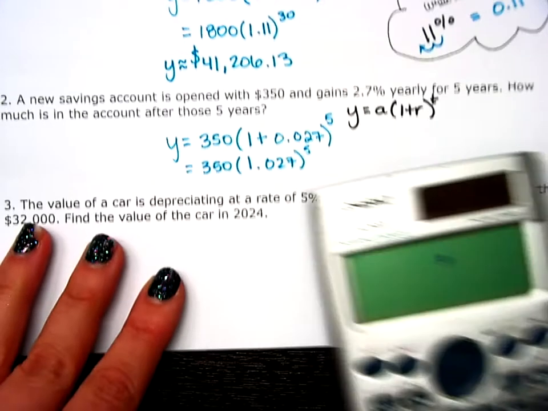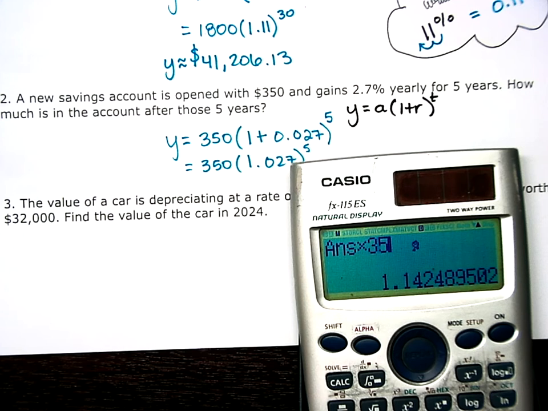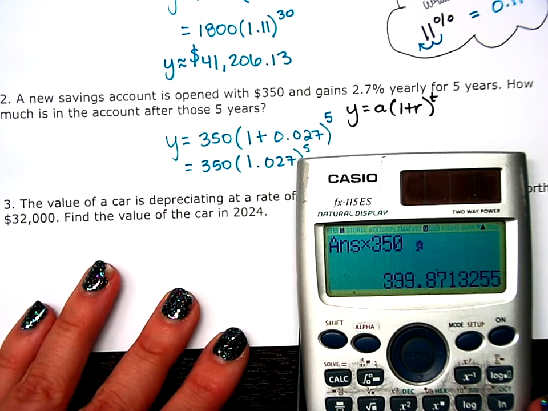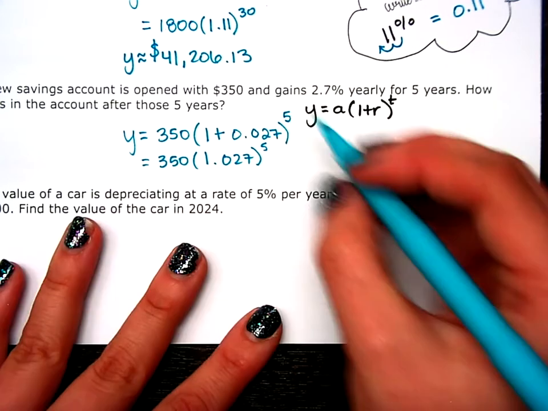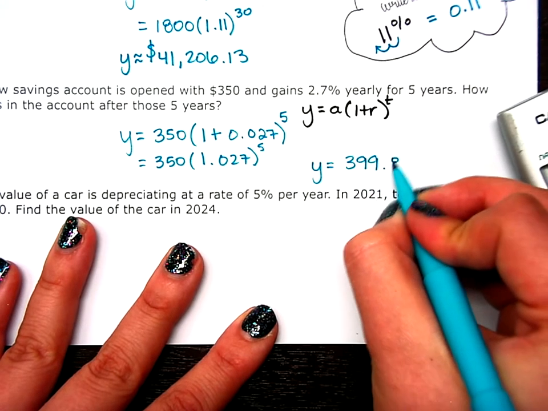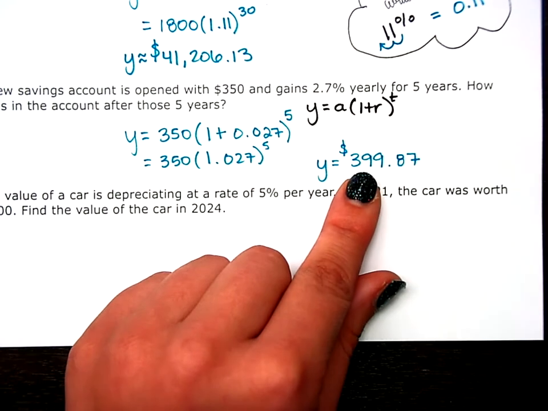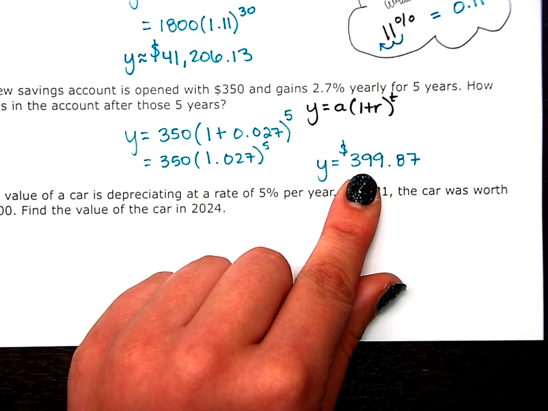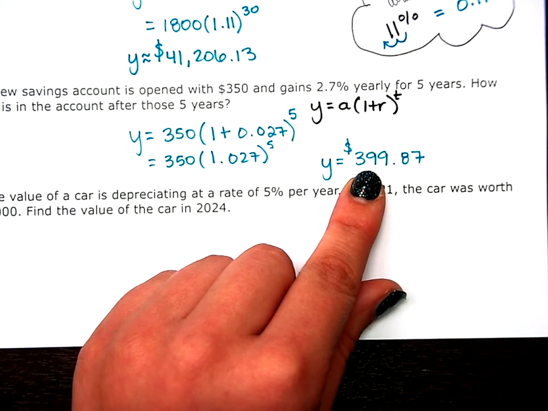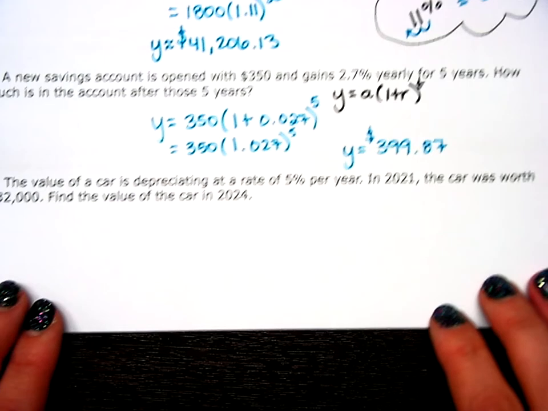I'll do that for you guys on here just so you can see. So 1.027 raised to the 5th power, and then times 350. So I get this amount right here. I'm going to write that so that it looks like money. So we've got $399.87. So after 5 years, if you put $350 into this savings account, you will now have $399.87.